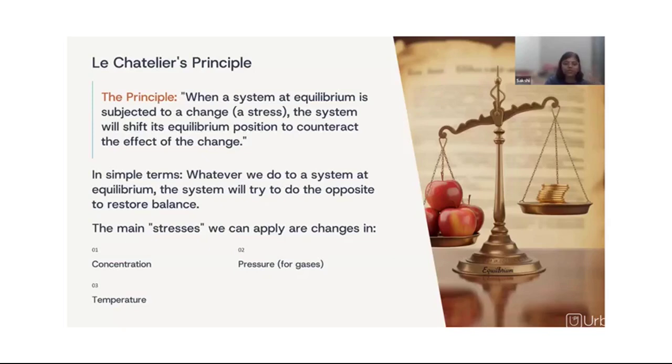Let us understand how you can bring a stress on the system: by changing the concentration, by changing the pressure, or by changing the temperature. The system will try to go back to its original position. For example, A and B are forming C plus D. If you remove a certain amount of product, the amount of C and D becomes less. So the system says, I need to restore equilibrium. More and more product will be formed, so that again there is equilibrium between the reactants and the product.